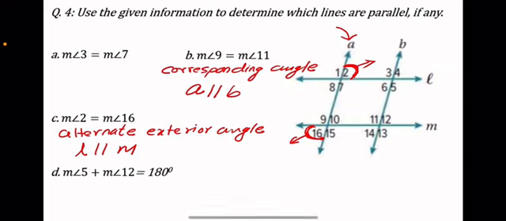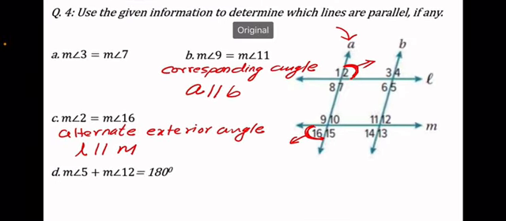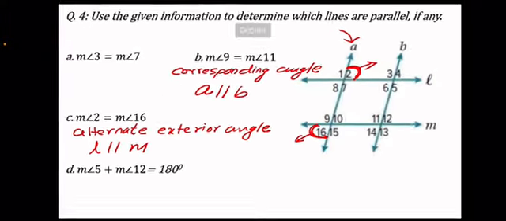So moving on to the third one, which says that angle 2 right here is equal to angle 16 right there. So first we have to identify these angles. These angles are alternate exterior angles. And what can we conclude from that statement? We conclude from that statement that line L and line M are parallel. So these angles are alternate exterior angles, and what can we conclude from that? We can conclude that line L and line M are parallel.